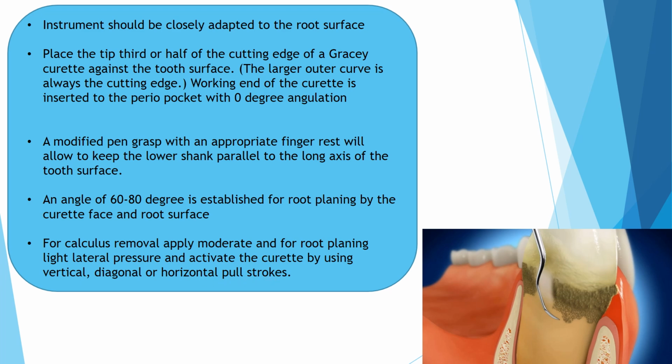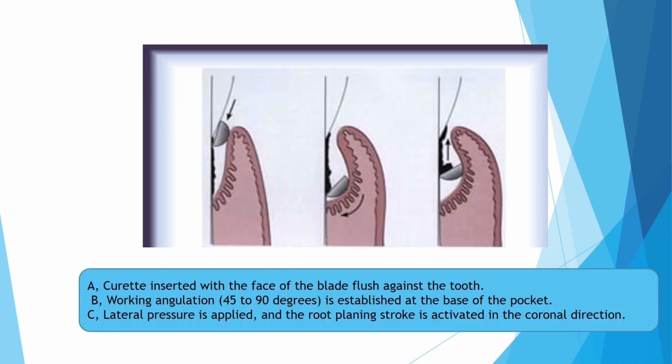So coming to the diagrammatic representation of the root planing procedure, you can see that picture A shows the curette inserted with the face of the blade against the tooth at 0 degree angulation. The second picture shows a working angulation between 45 and 90 degrees. Ideally speaking, 60 to 80 degrees will be established at the base of the pocket, and a very light lateral pressure will be applied for root planing. The root planing pull stroke will be activated in a coronal direction.